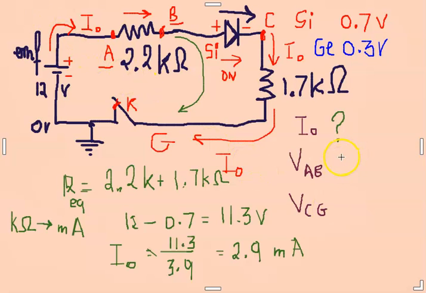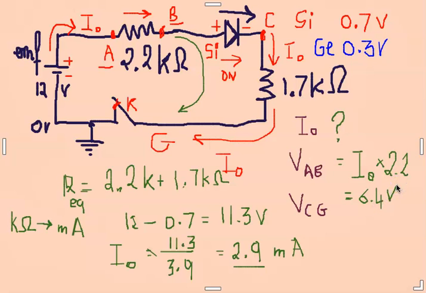Now, if we calculate the drop in potential VAB, we apply Ohm's law. You multiply I0, which is the current passing through the circuit, no change, by the resistor, which is 2.2 kilo ohms, and that will give us, keeping one decimal place, 6.4 volts.